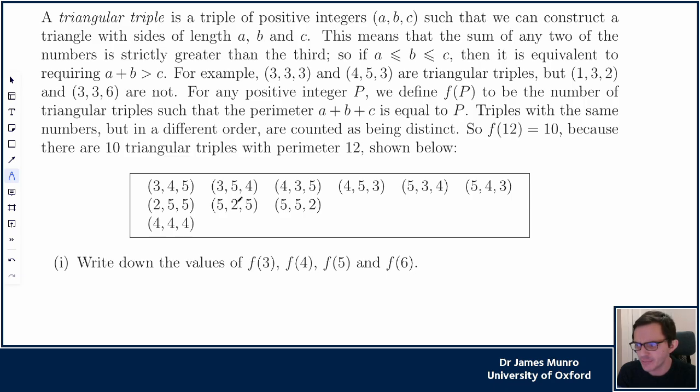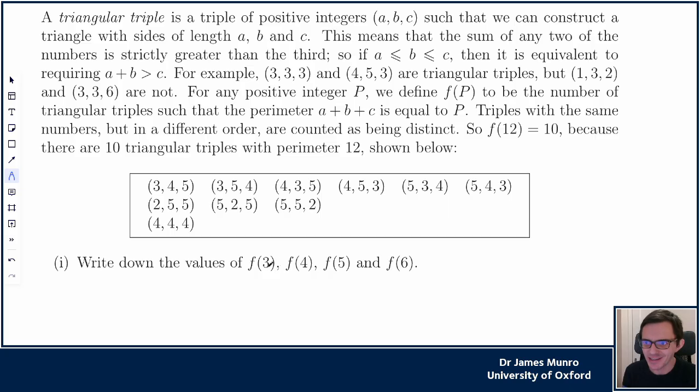And these triangular triples are counted as distinct if they have the same numbers in a different order. So these ones laid out in this row here, they all use the same numbers, but those are 6 different triangular triples for this total of 10. Okay, so we're asked about the number of triangular triples for small perimeters.